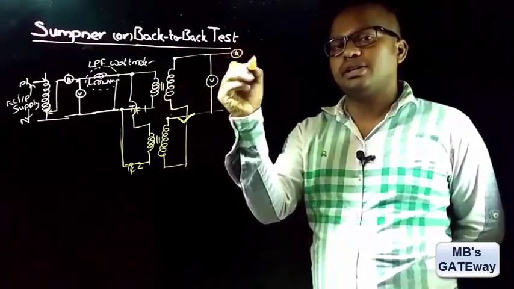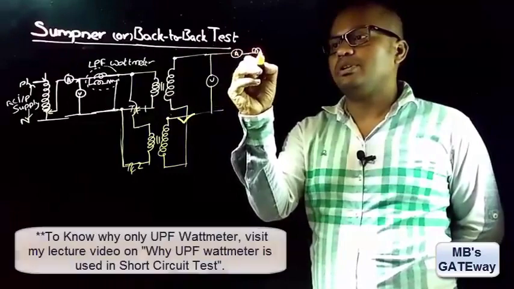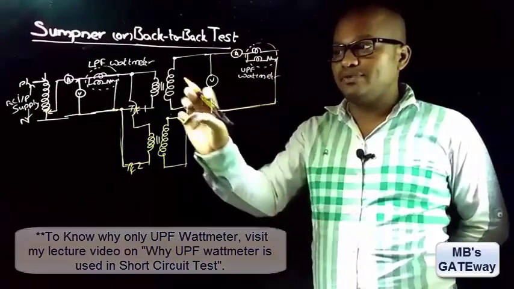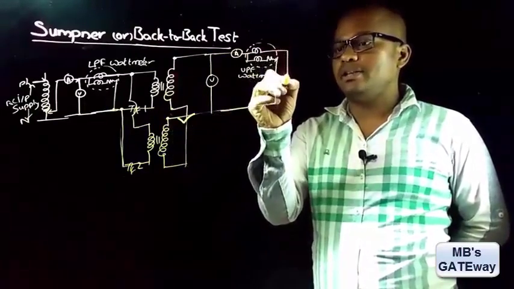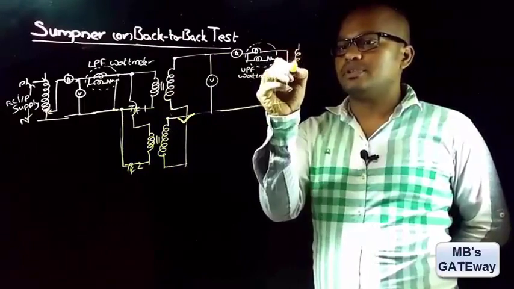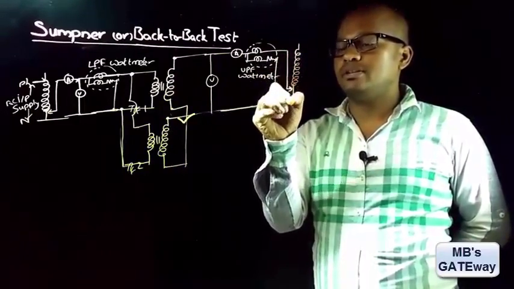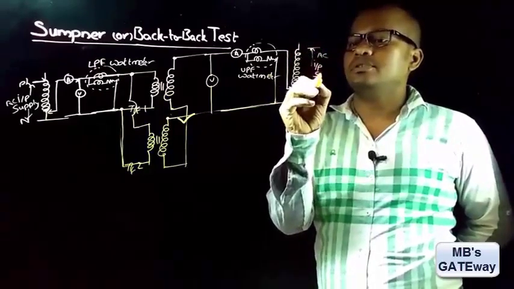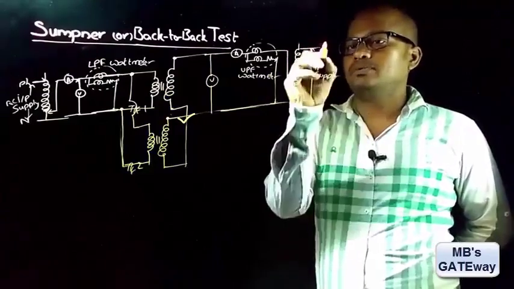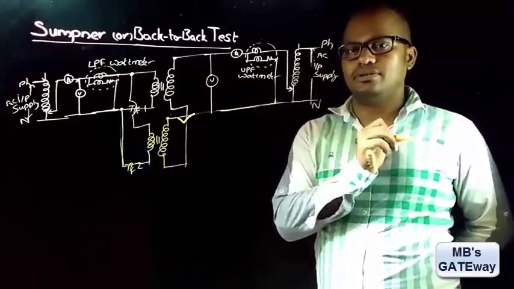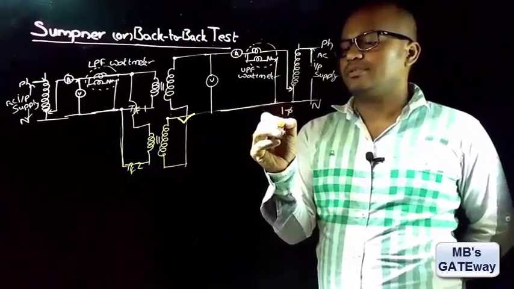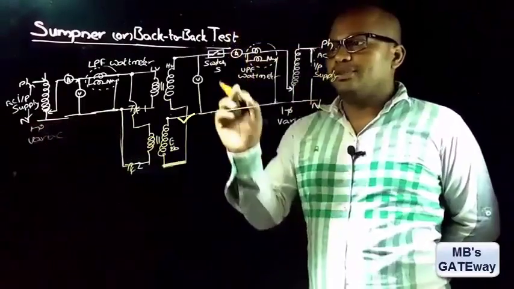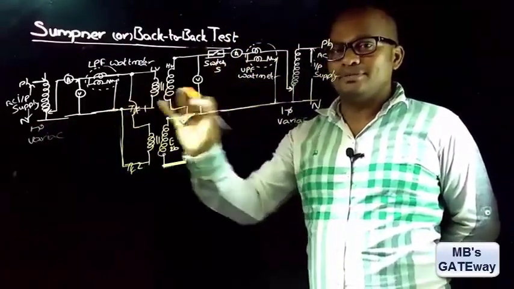And to measure the current, we are connecting an ammeter, and to measure the power, we are connecting a UPF wattmeter here. The secondaries of these transformers are supplied by an auxiliary source. Let us suppose it is supplied through a single phase variac. So AC input supply, phase and neutral. This is a single phase variac and this is also a single phase variac. If you connect a switch like this, this completes the circuit diagram.